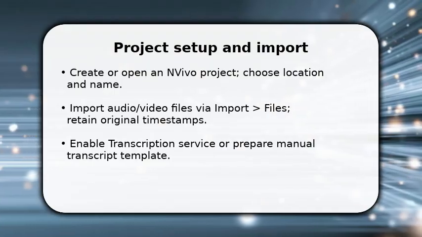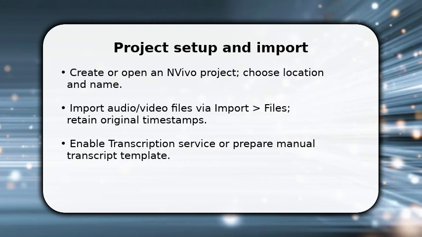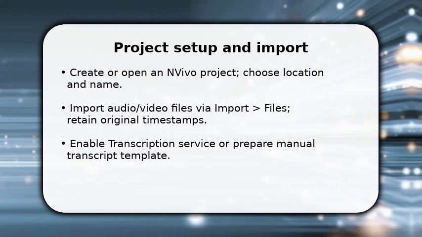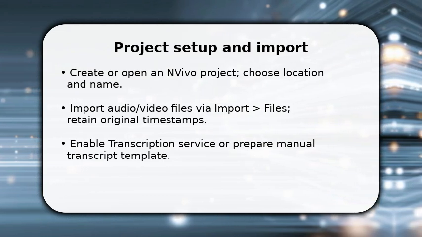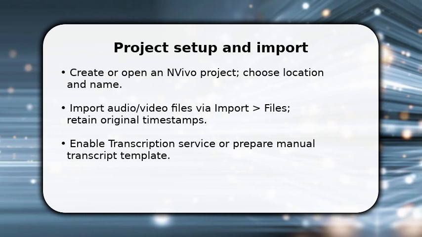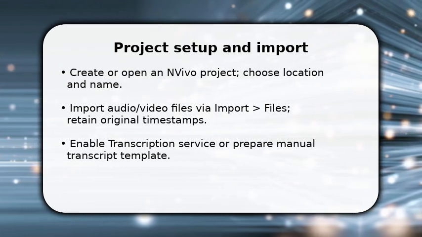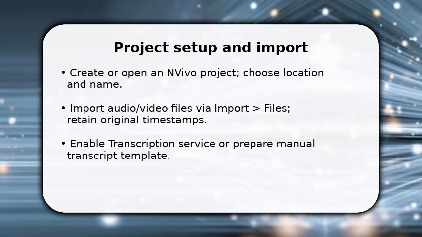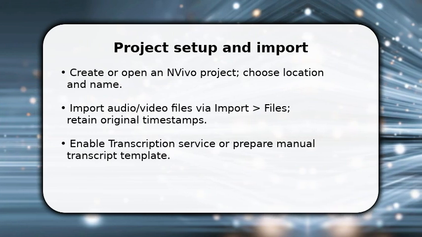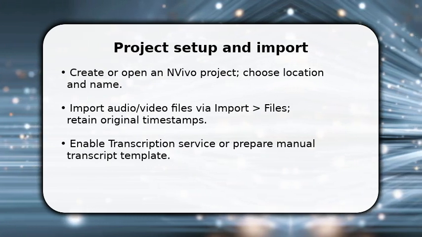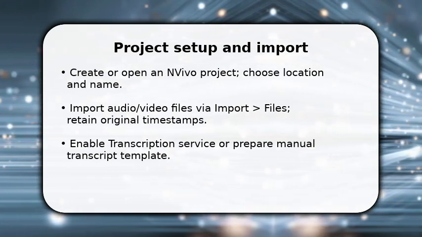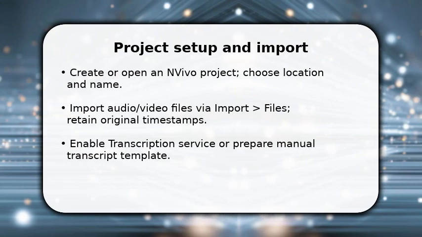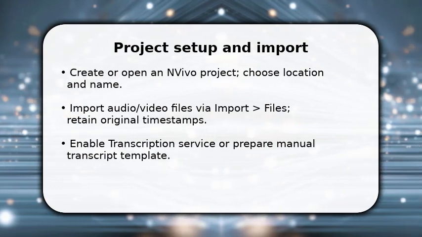You start by opening your Nvivo project and importing the media you'll transcribe. Once the files are in, make sure timestamps are preserved so Nvivo can align text to audio. If you'll use Nvivo's transcription integration, enable the service and confirm language and speaker count. If you're transcribing manually, create a node or document for the transcript and set up the template headings. This gets you into the workspace and ensures Nvivo can link transcript text to the media immediately.